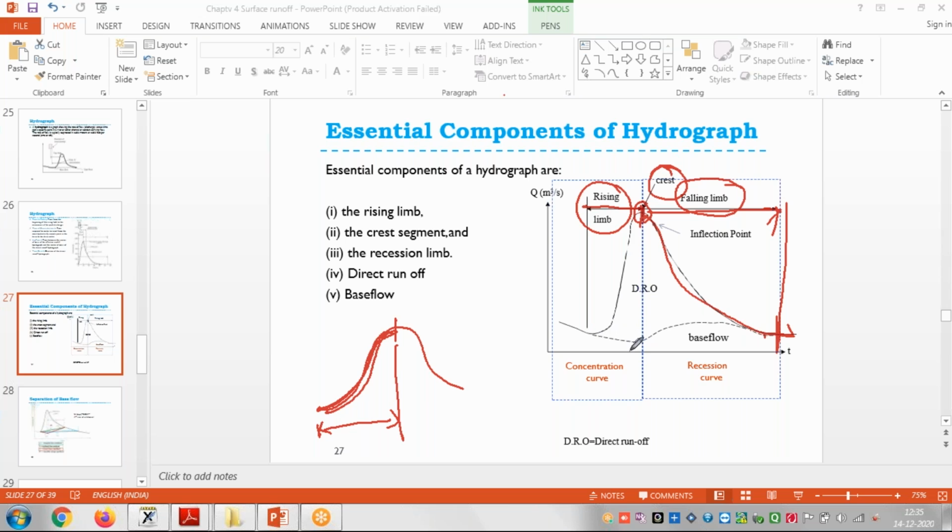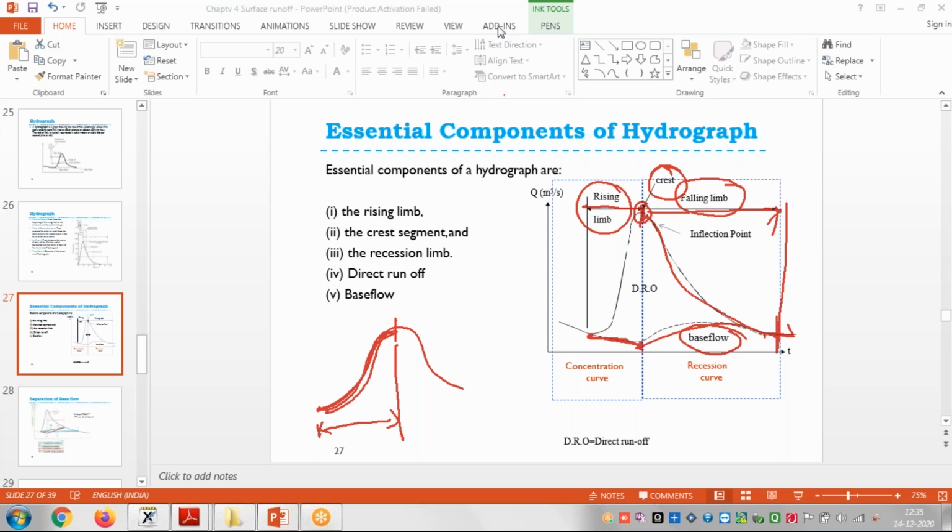Now here you will see this point from where it started and from where it has become constant somewhere, right? From here to here, these points, they have joined, right? This is called the base flow. The portion below is called the base flow. What is base flow? Base flow means what?